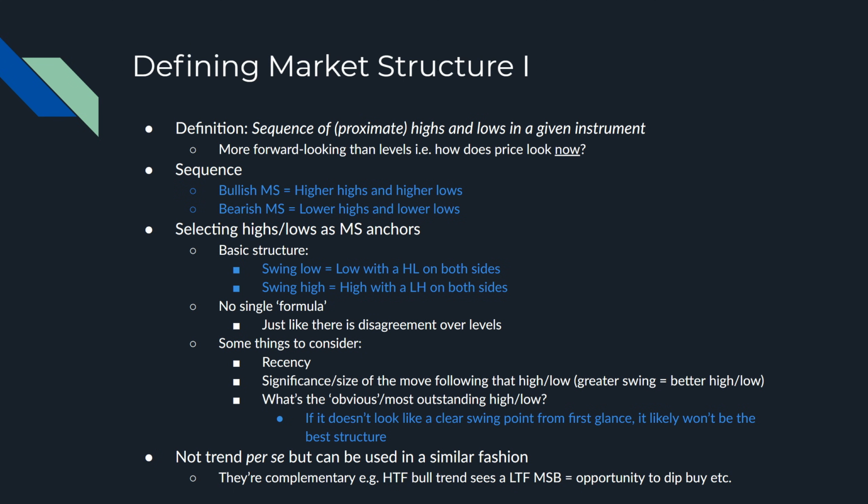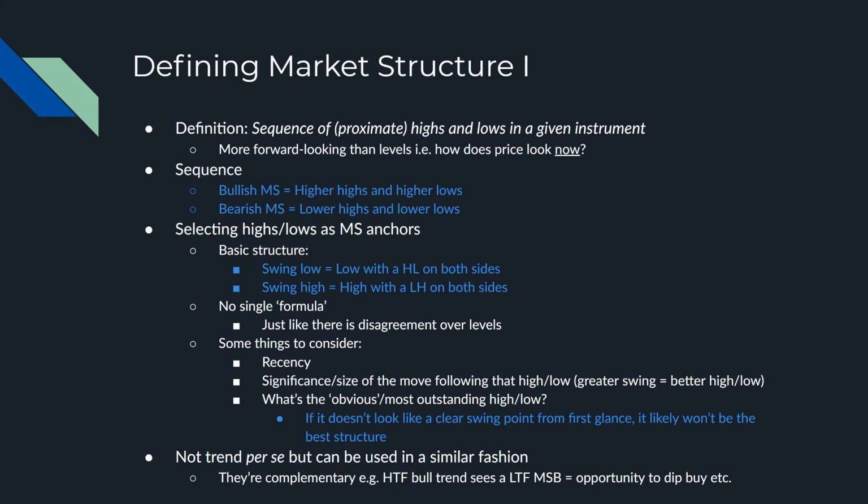This begs the question, which highs and lows, as there are many, are suitable anchors for ascertaining market structure? Generally, and as you may remember from the FIB video, we give significance to swing highs and swing lows for market structure anchors. They can be defined in the following manner. A swing low is a low with a higher low on both sides, and a swing high is a high with a lower high on both sides. So a low sandwiched by higher lows, and a high sandwiched by lower highs, if you will.